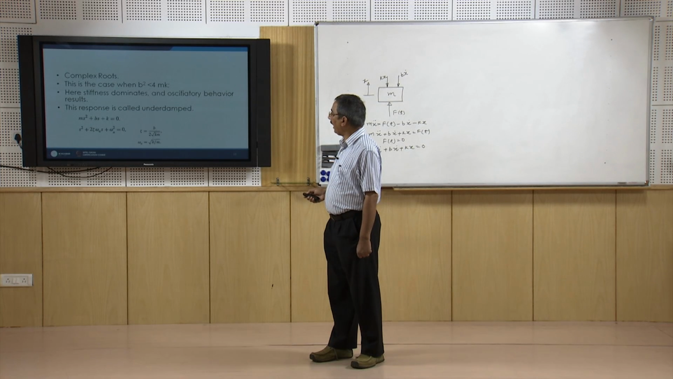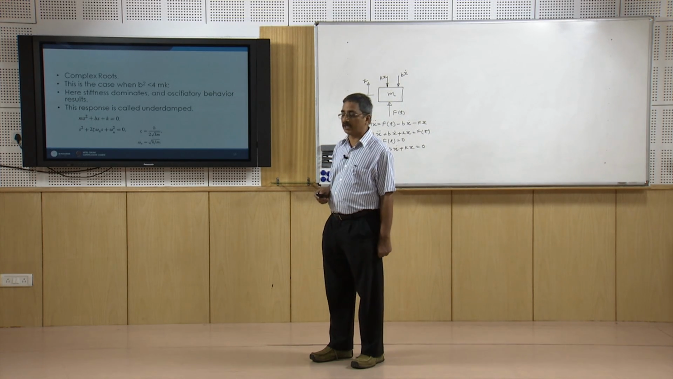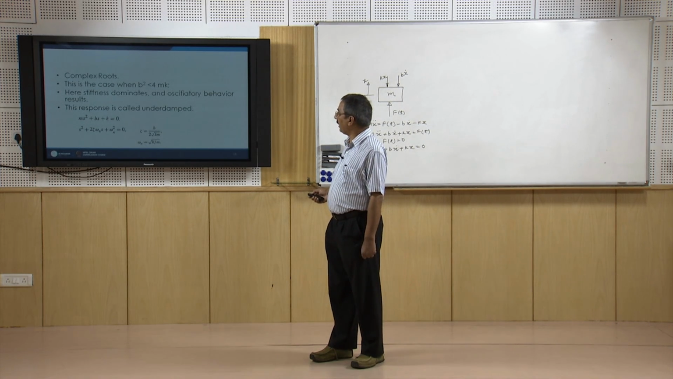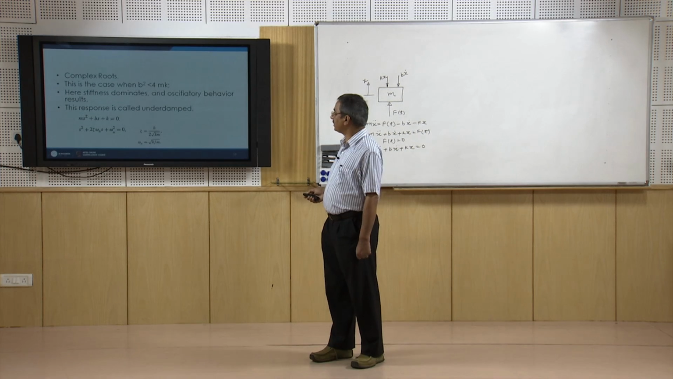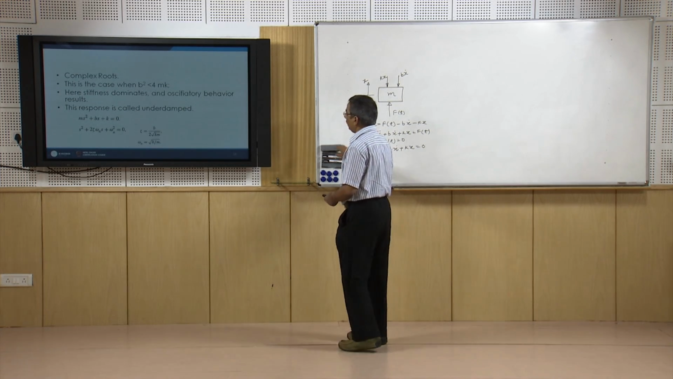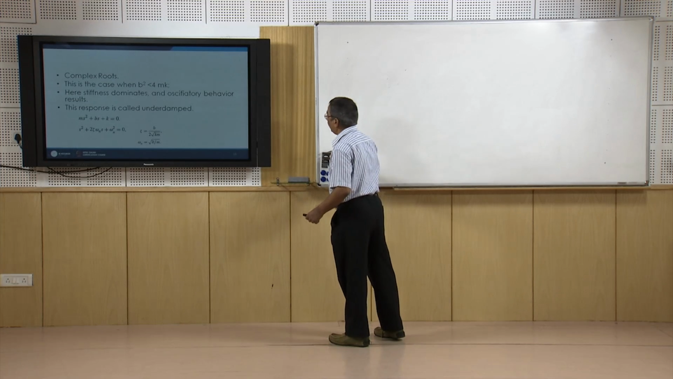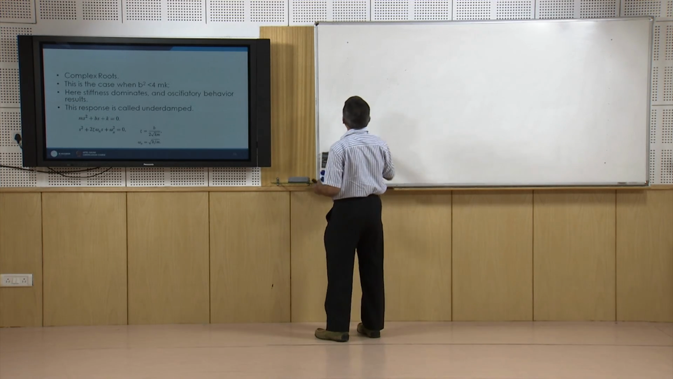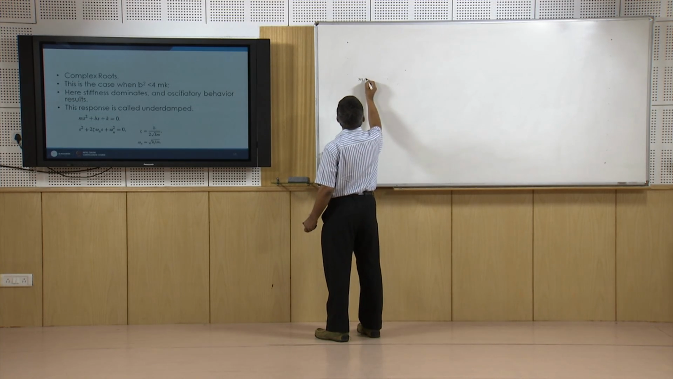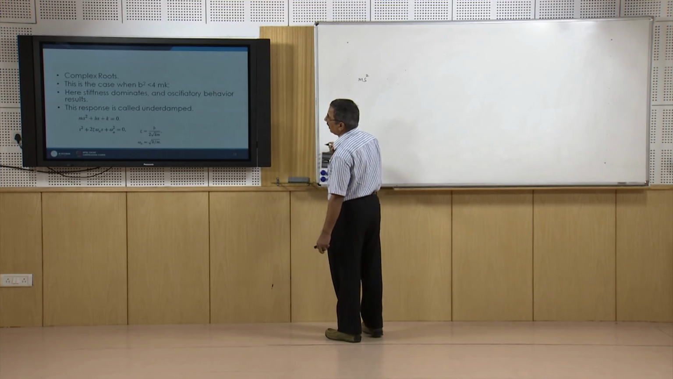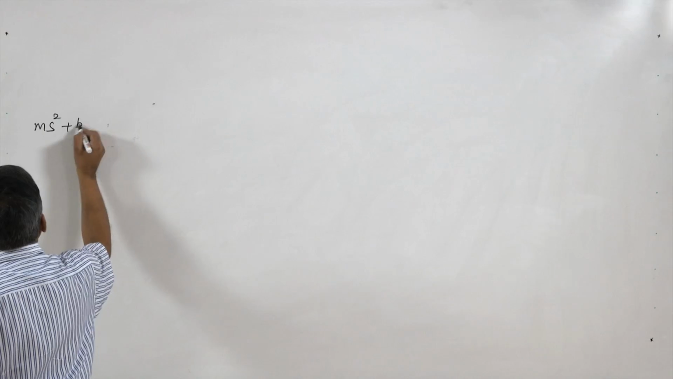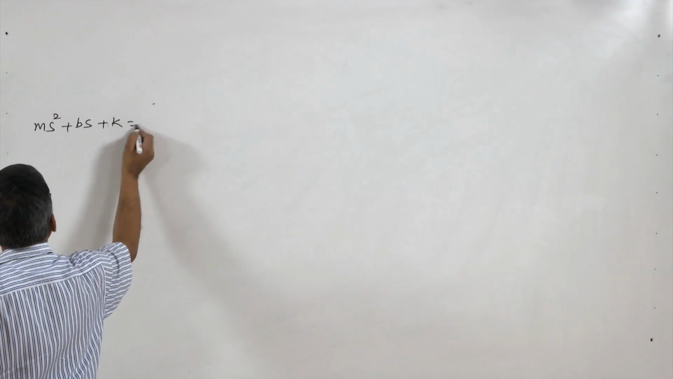So, I have the equation m s square plus b s plus k is equal to 0, and I will write this equation into another form. If I divide the terms of it by m, my basic equation is m s square plus b s plus k is equal to 0.